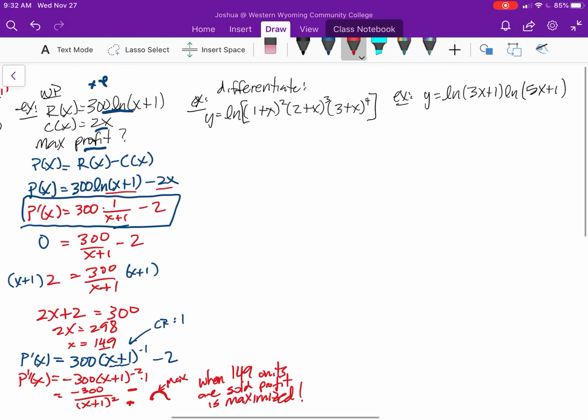A couple more natural log problems. These are both just derivatives and they look horrendous. Great news, natural log has a lot of properties that make things easy.